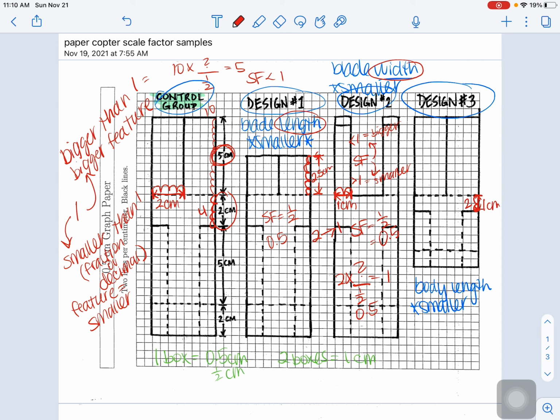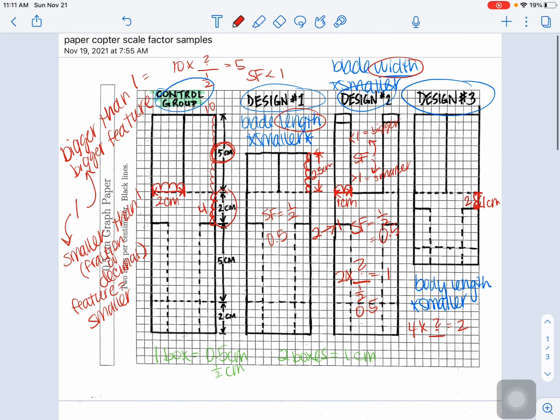All right, so what is our scale factor? One more time here on the front side of this yellow paper. What is our scale factor? Well, we took the number 4 times what to get 2. 4 times what gets us to the number 2. If you said 1/2 or 0.5, again, same scale factor on all 3 designs, you are correct.